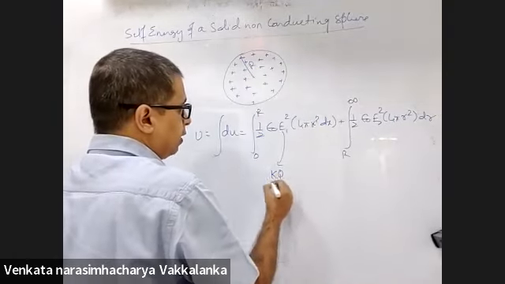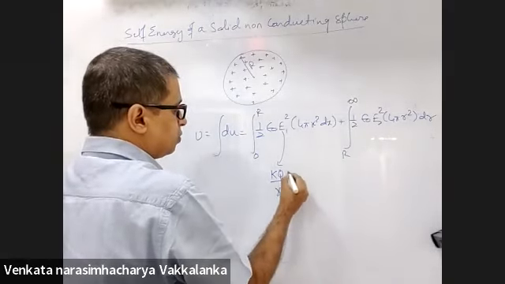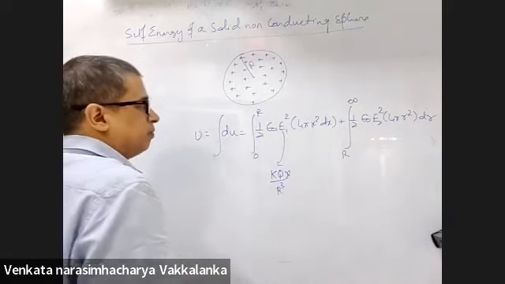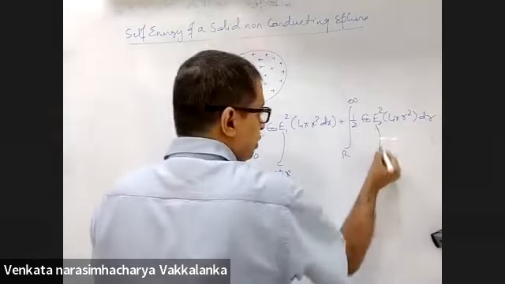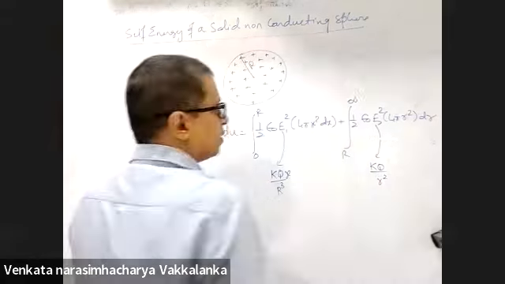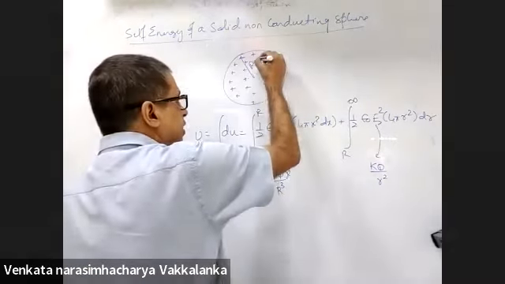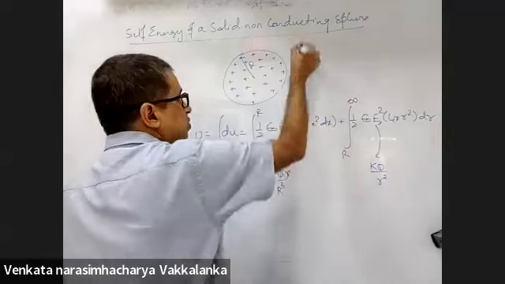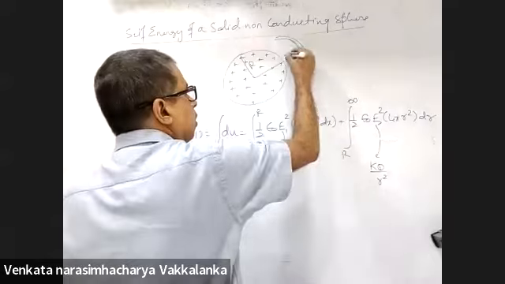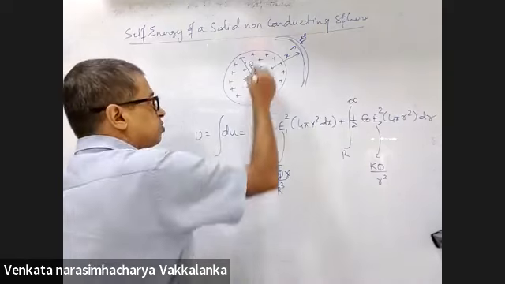E1 inside is k Q by R cubed, so k Q x by R cubed, upon R. E2 outside is k Q by r square. Outside, you are taking here an element at a distance of x of thickness dx. Outside, you are taking an element of radius x and dx.